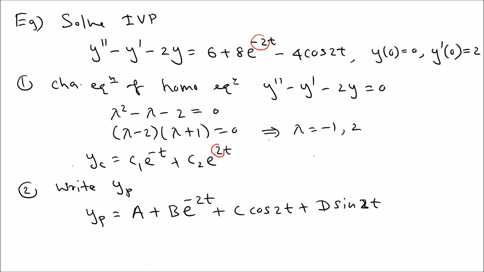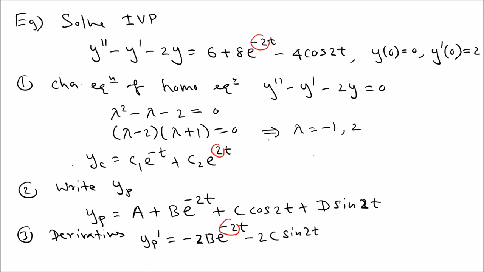The next step is take derivatives. So number 3, derivatives. So we get yp prime. The constant A becomes 0. With the exponential function, when you take the derivative, that constant comes out, so it's negative 2B e to the negative 2t. And then cosine: when you take the derivative, it's a negative sine, and the 2 also comes out, so negative 2C sine 2t. Sine becomes cosine, and the 2 also comes out, so 2D cosine 2t. That's the first derivative.